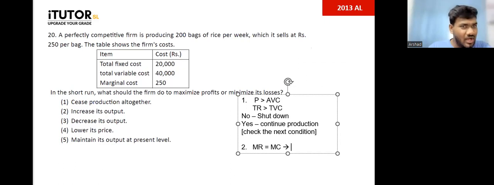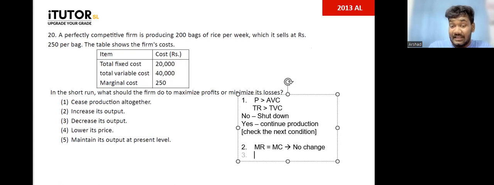Then what should you do to the output? You should not make any change, right? No change in output. What if your marginal revenue is greater than your marginal cost? What should you do to output, guys, to maximize your profit? Every unit you're selling, your additional revenue is more than your cost. So to get the highest possible profit, what should I do?